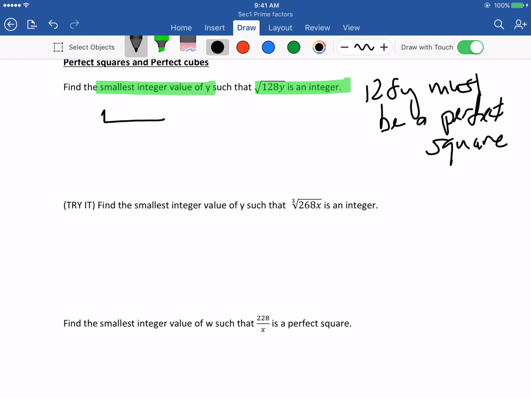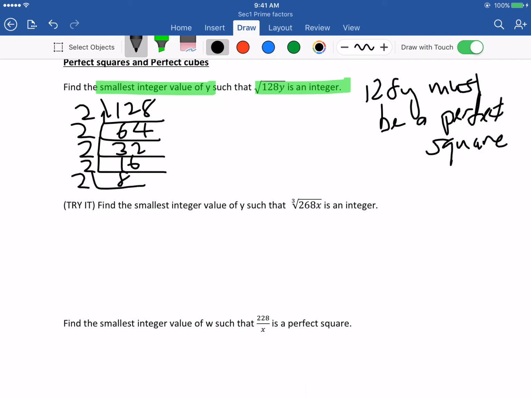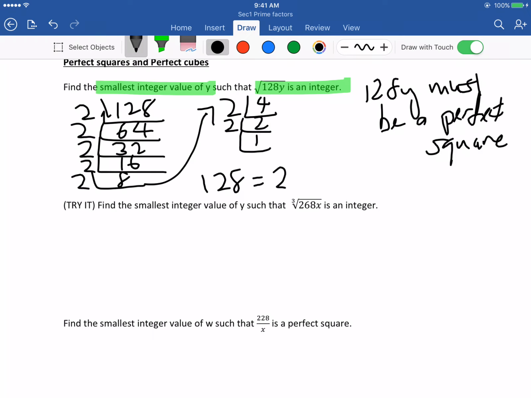So you need to make 128y into a perfect square. Same thing, go and prime factorize 128 first. Divide by 2, 64. Divide by 2, 32. Divide by 2 again, 16. Divide by 2, 8. Divide by another 2, 4. Sorry, I'm just going to write on the other side, there's too much space. Divide by 2 becomes 4 again. Then divide by 2, 2, 2, and 1. So 128 is just equal to 2 to the power 7.